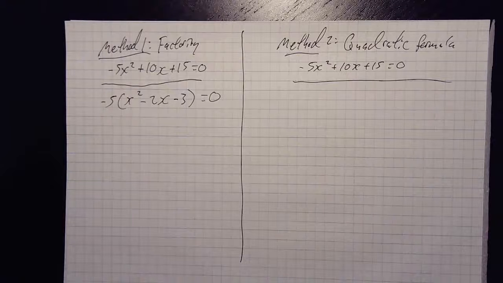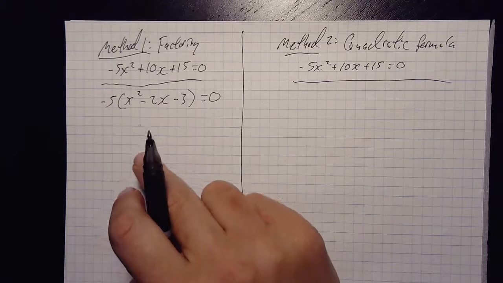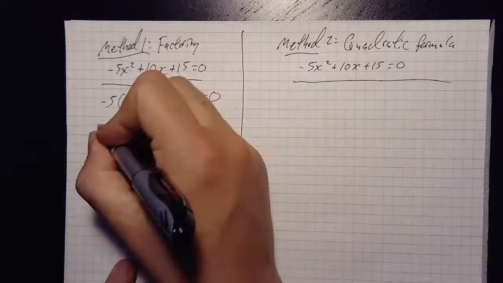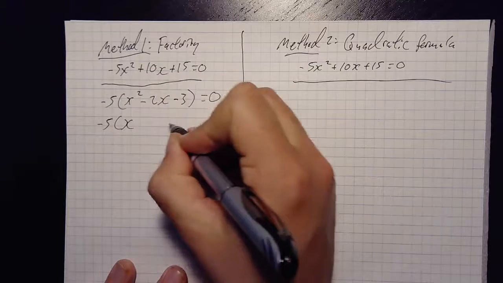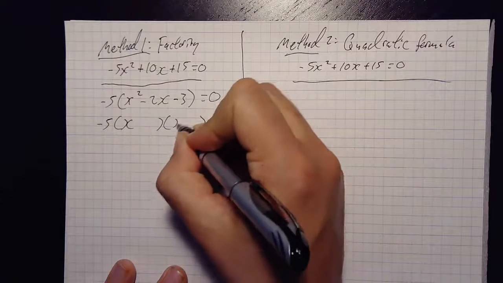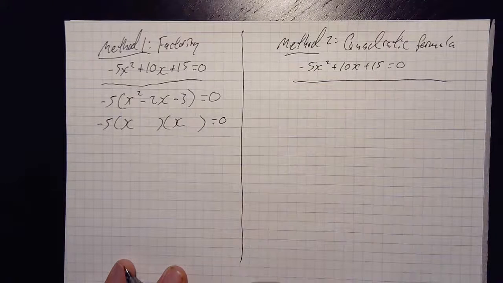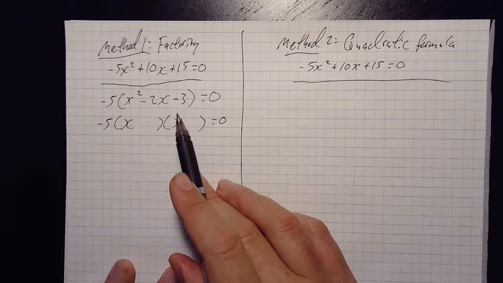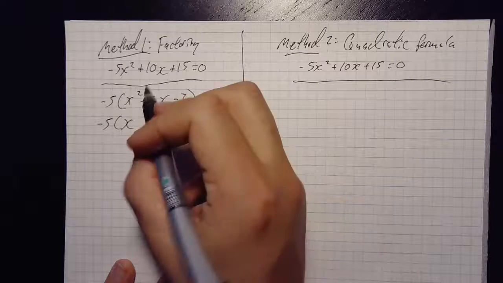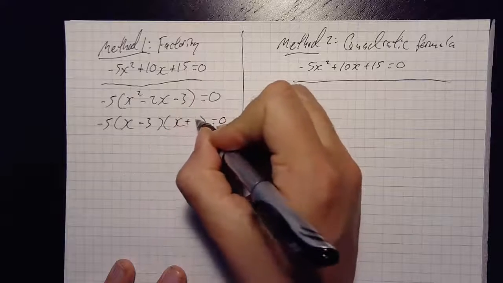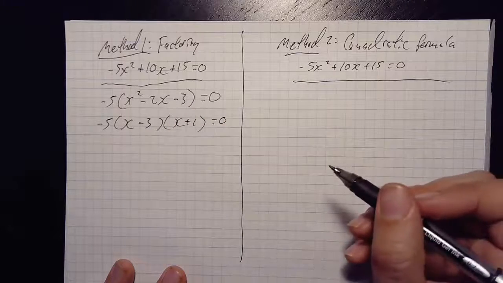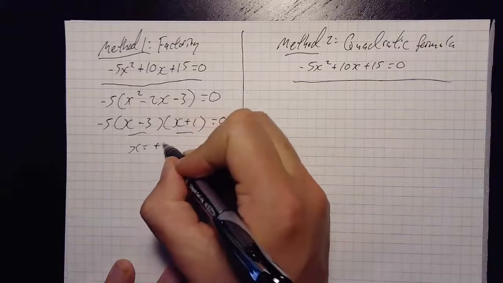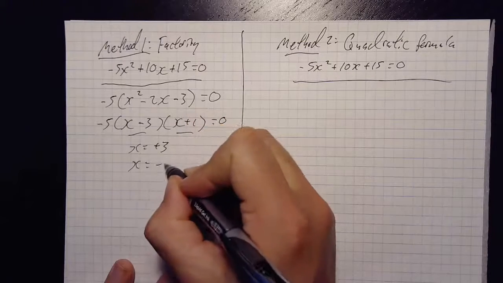Okay, so now I'm going to have to factor this. I need two numbers that add to negative 2 and multiply to negative 3. Well, if I think about it, that's going to be a negative 3 and a positive 1. So I can see right away that I'm going to get two solutions. x is equal to positive 3 and x is equal to negative 1.